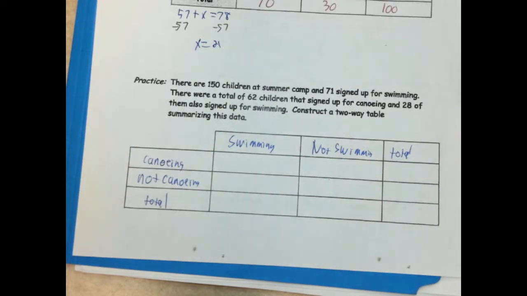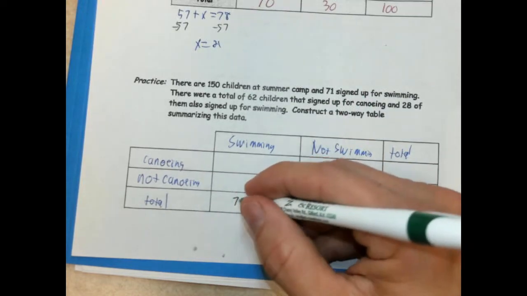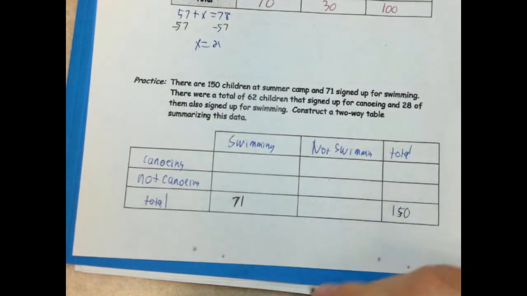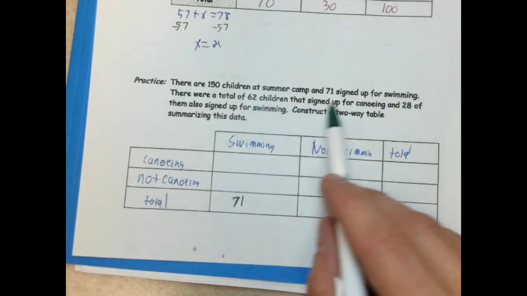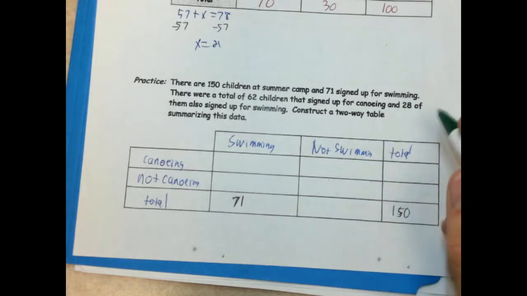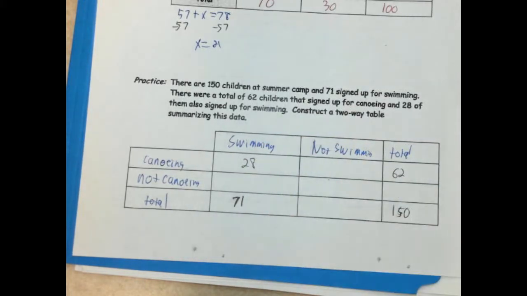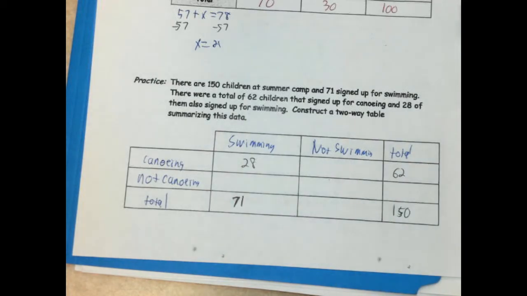So let's see what they give us. Swimming is right here, so we know the total for swimming is going to be 71. We know the total is 150, that's the total number of children. There were 62 that signed up for canoeing, so 62 children total for canoeing, and 20 of them also did swimming. Now we would have to fill out the rest of this. I'm not going to do any more of this, so I want you to try to finish this on your own, and we'll go over this in class.